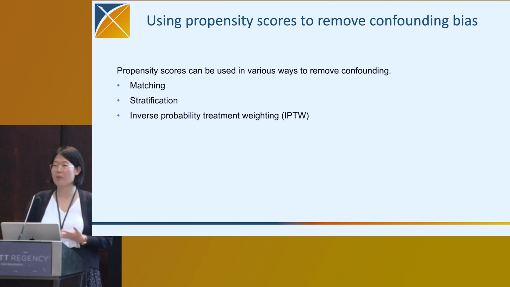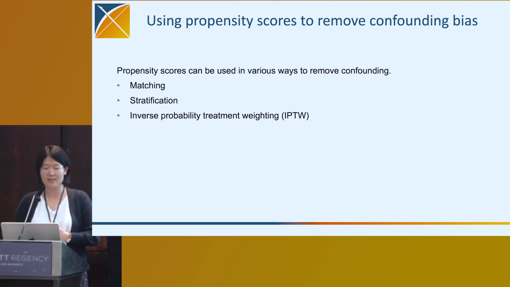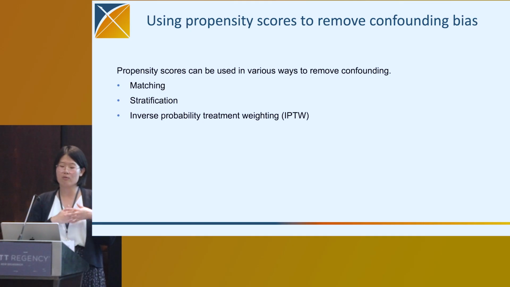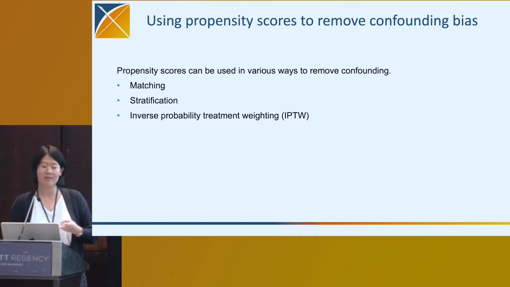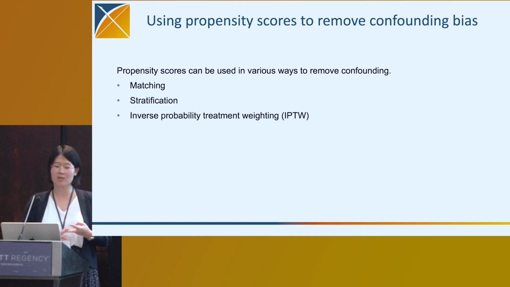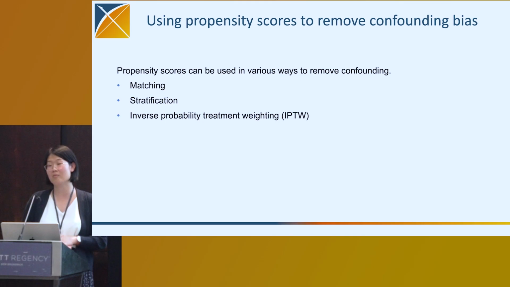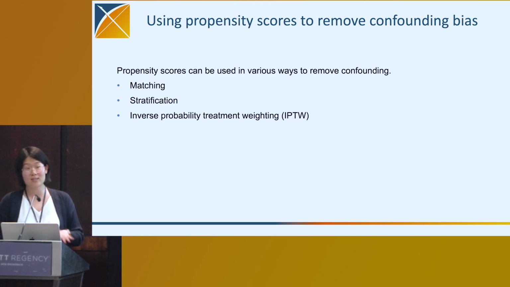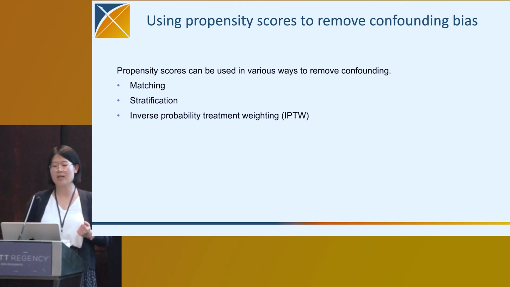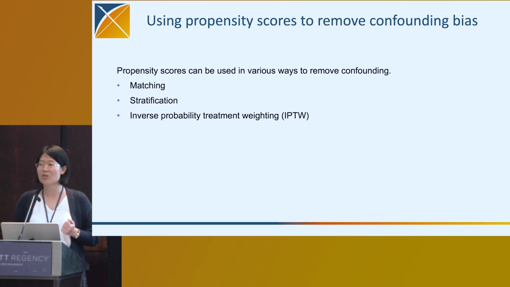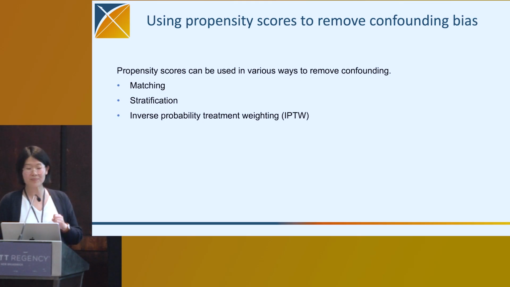How can we use the propensity scores to debias the study? The propensity scores can be used in 3 major ways: matching, stratification, or inverse probability of treatment weighting, IPTW. Sometimes people omit the treatment and just call it IPW. So for today's tutorial, I will only show an example of matching because it's much more intuitive to understand.